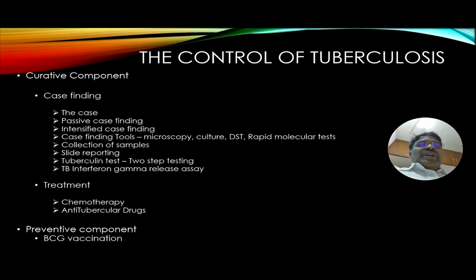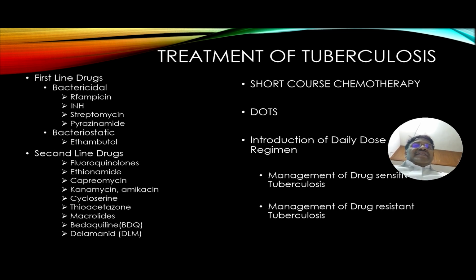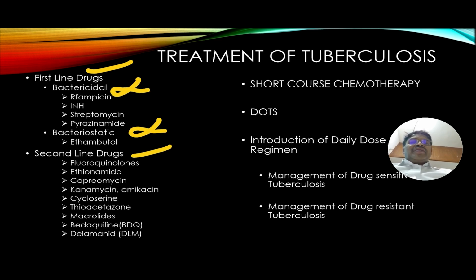Now let us move from case finding to the treatment part. In the treatment part, we use first line drugs and second line drugs, chemotherapy drugs, that is anti-tuberculosis drugs. So we will go to the next slide. See here, first line drugs and second line drugs. In the first line drugs, we classify them into bactericidal and bacteriostatic. The only bacteriostatic drug is ethambutol.